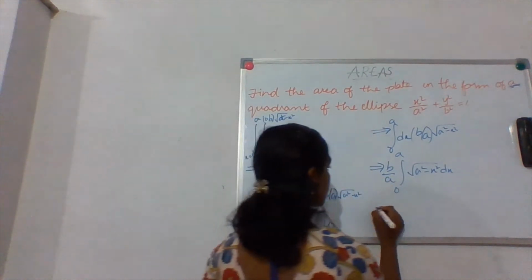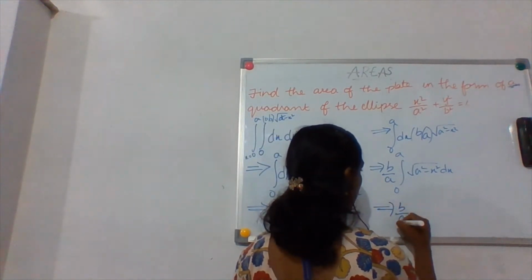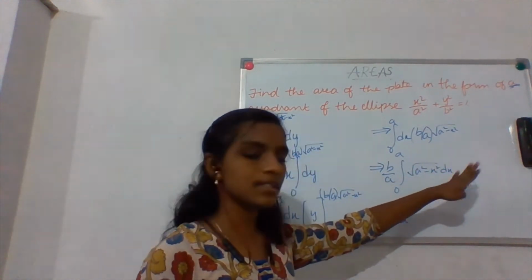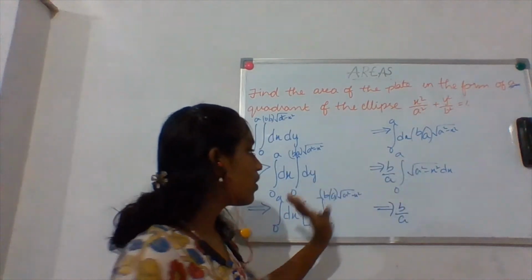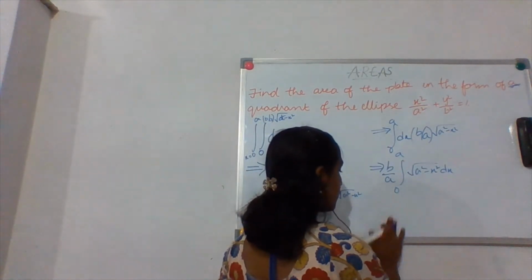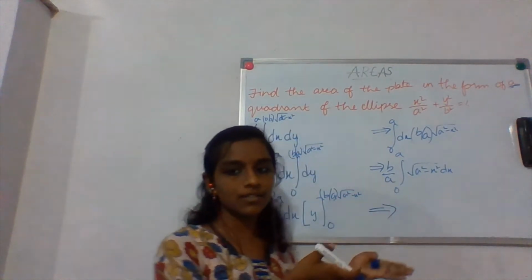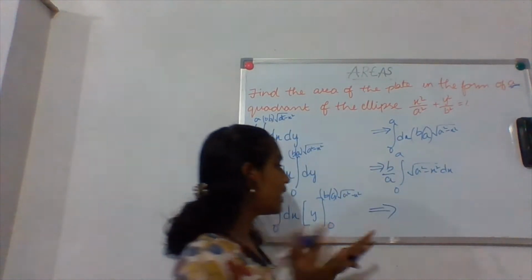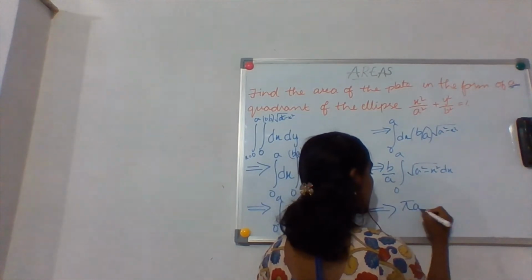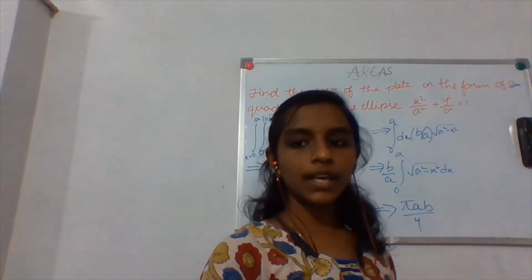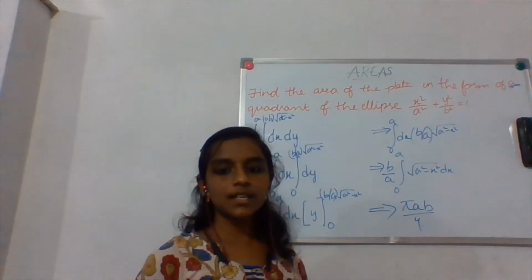So b by a into, you know the value of the integration of root of a square minus x square dx, right? So you can calculate that. That is your job, to calculate the whole value, and finally the value you must get is pi ab by 4. That is the answer you must get.